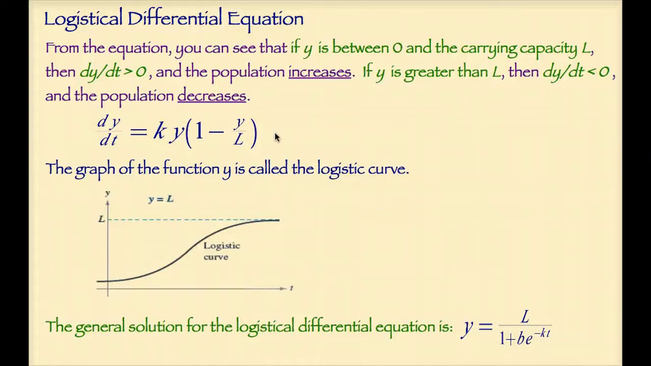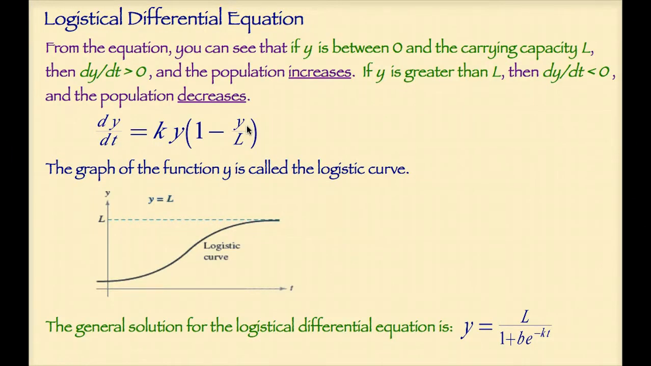From the equation, you can see that if y is between 0 and the carrying capacity L, then dy dt is greater than 0 and the population increases. Y between 0 and L makes this fraction less than 1, which makes this quantity positive, resulting in a population increase. However, if y is greater than L, then dy dt is less than 0 and the population decreases.